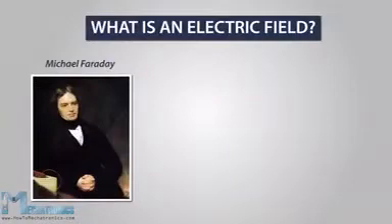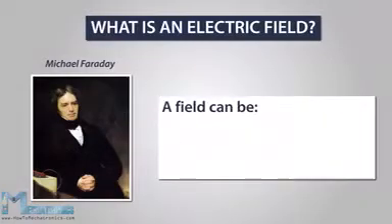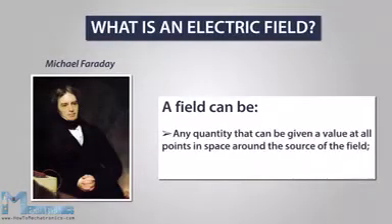Michael Faraday was a British scientist and was the first person to introduce the concept of electric field. A field can be any quantity that can be given a value at all points in the space around the source of the field, or a region of influence. But how do electric fields work?